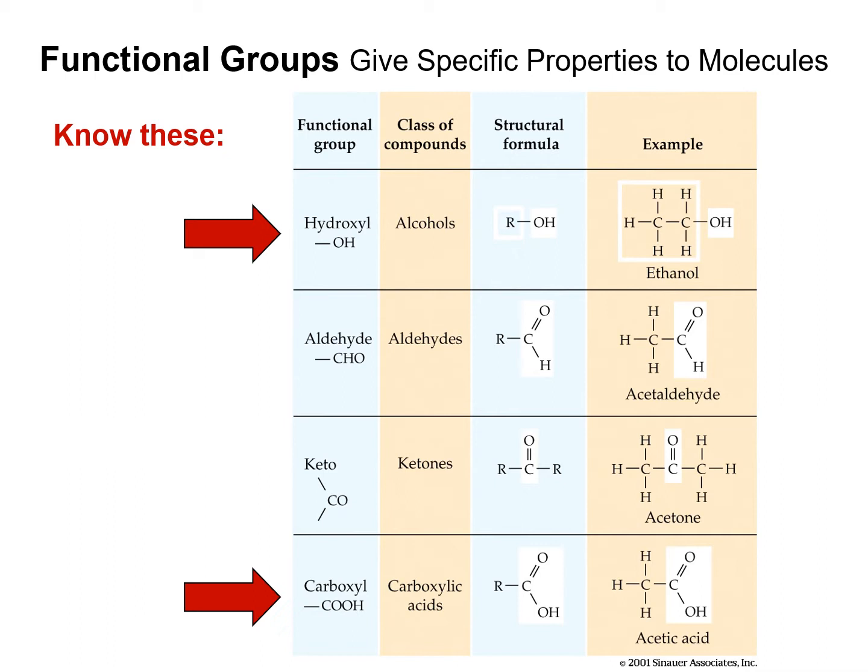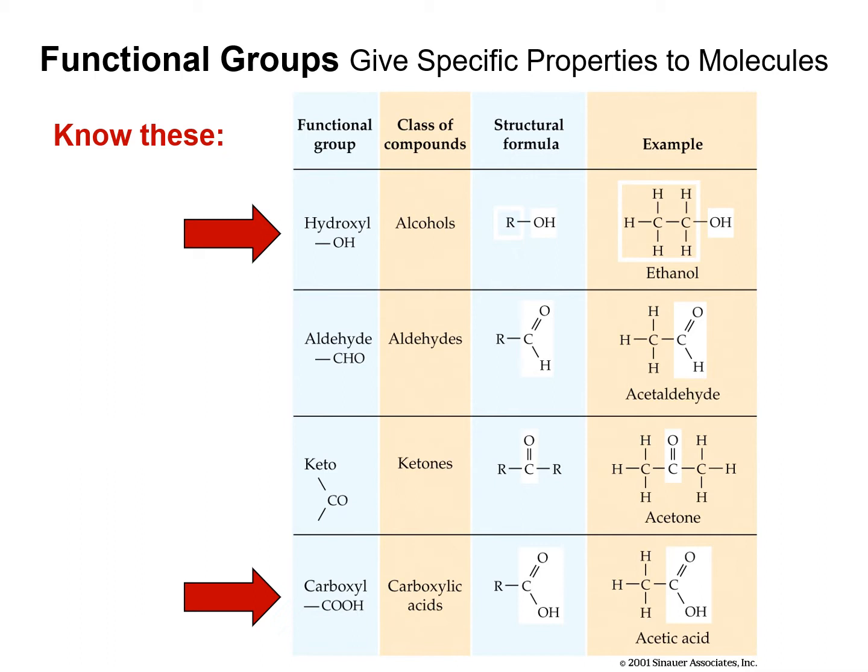So I'm going to talk about these, and there's quite a few of them, even more than I've put into these tables, but I want you to know the ones that I have marked with the big red arrows. All of them are important, really, but the ones that I've marked are critical when it comes to understanding the 4 classes of macromolecules that we're going to talk about.